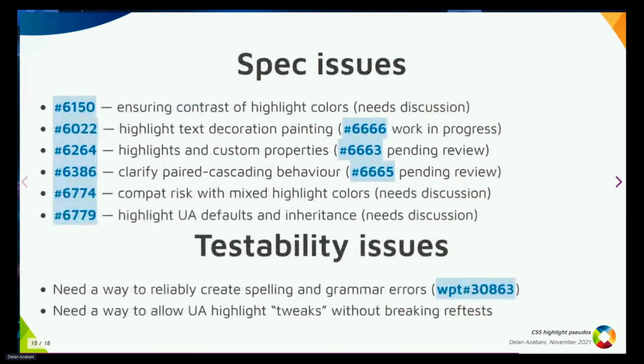Because we're the first engine to get this far in implementing the new spec, we've got a whole bunch of issues open around how highlights interact with other CSS features, like decorations, custom properties, compat behavior, and default colors. For some of these, we've proposed spec edits, but others need more discussion. We've also found some issues around testing highlights reliably. So these are things like being able to simulate spelling and grammar errors, or having browsers be able to do things like invert highlight colors in certain situations without breaking our ref tests.